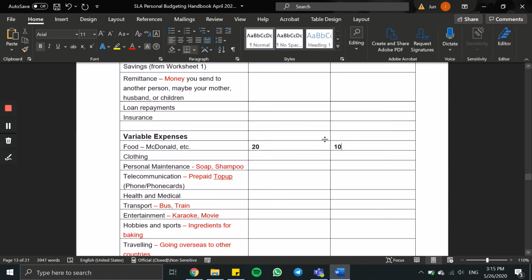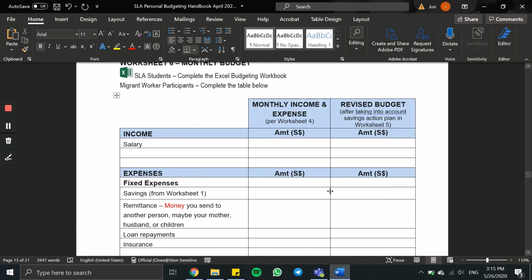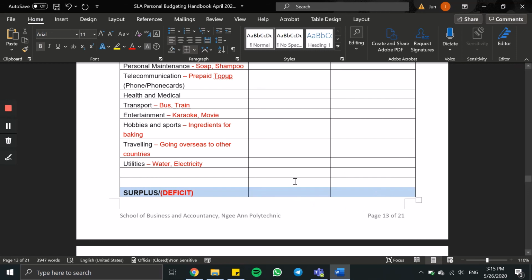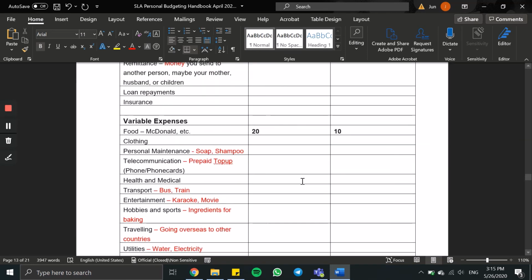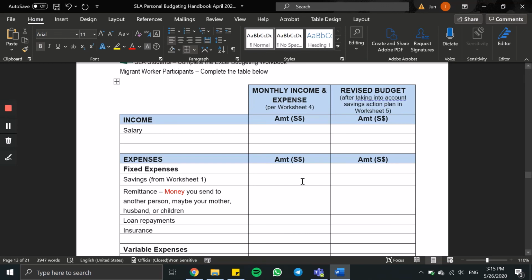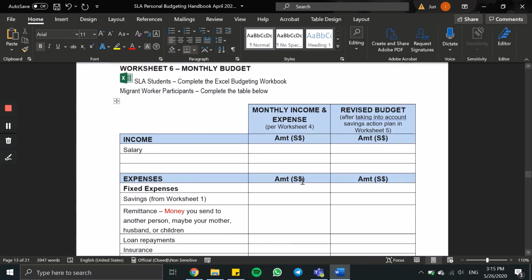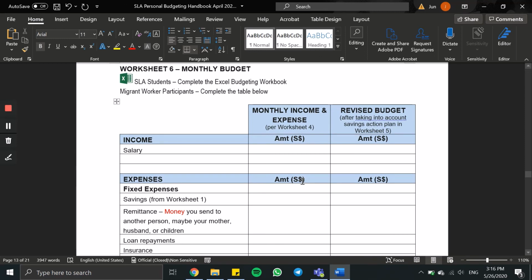So then after that, you also have to do the same thing. Income and expense stability is calculated. If it's income more than expenses, it is a surplus. Less than the expenses, it is a deficit. Not a good thing. You have to look into Worksheets 1, 4, and 5 and see what are the things that you can make amendments to. So once you're done, that's it. That's all for Workshop 2.